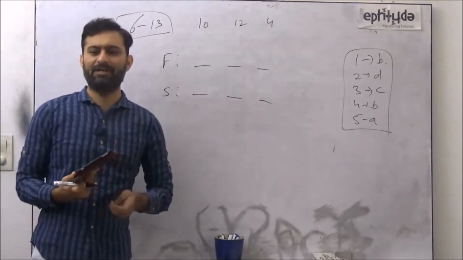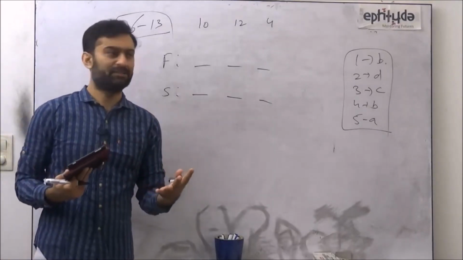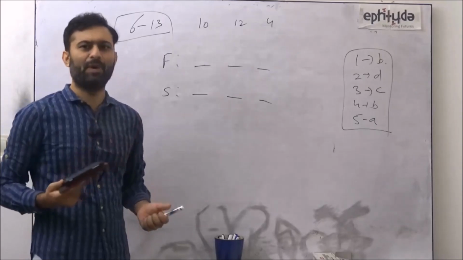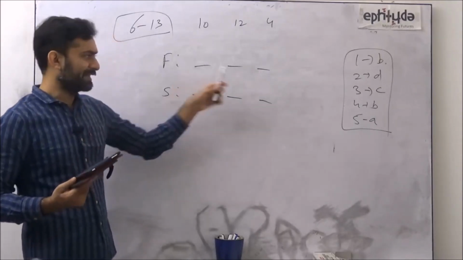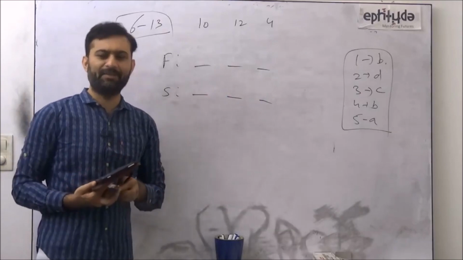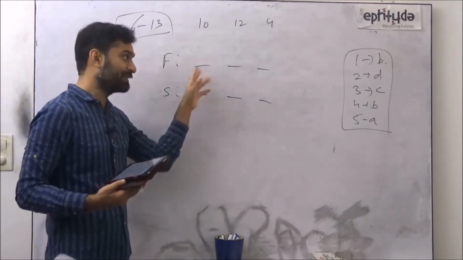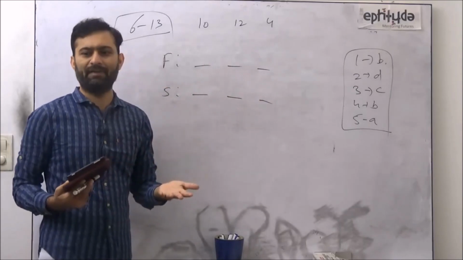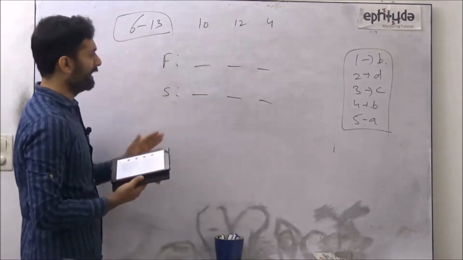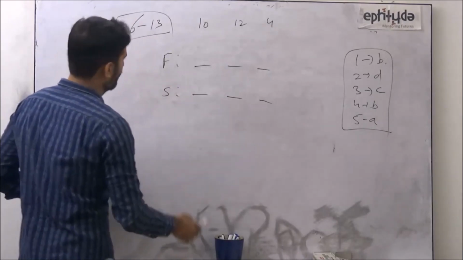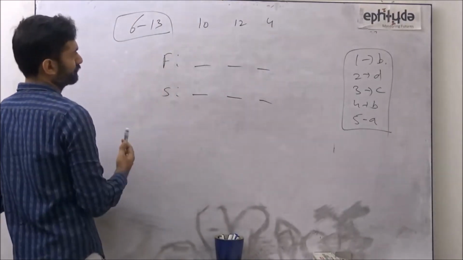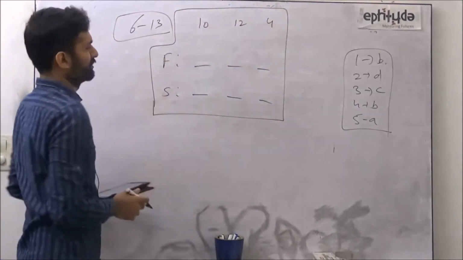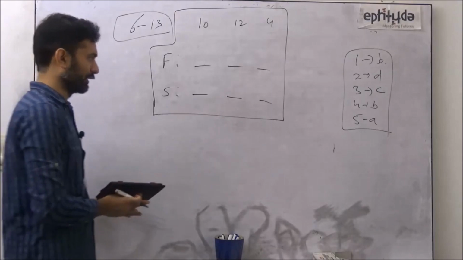6 slots, and how many flowers do we have? We have 6. And each of them is to be used at least once. 6 flowers, 6 slots, each of them has to be used at least once. So always get this ratio right. This is how I'll organize my information.